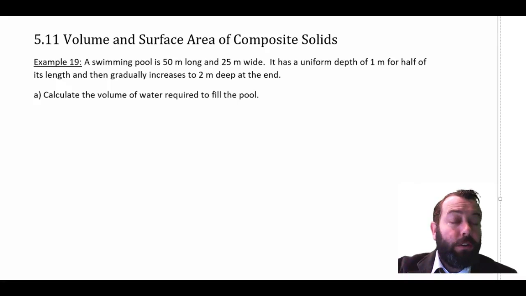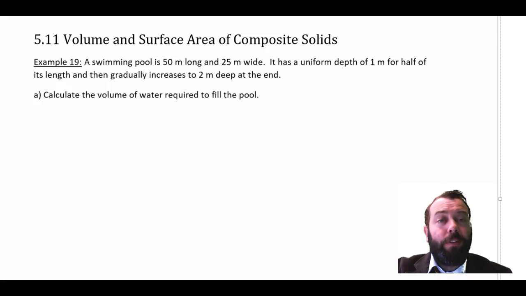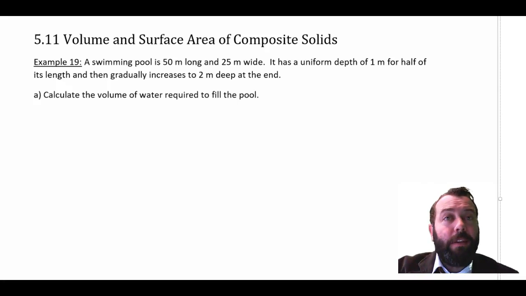When I join two solids together, the surface area will be the sum of the original surface areas minus twice the area that they overlap. Okay? When they join together, some of the surface area disappears, is no longer on the surface. And there's that shape or that area on each of the solids. So we have to take it away twice.